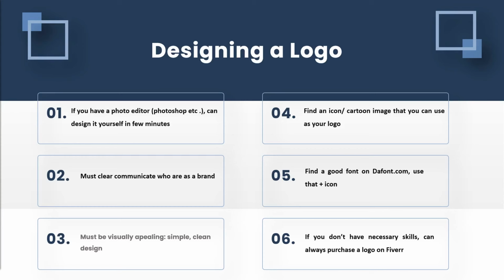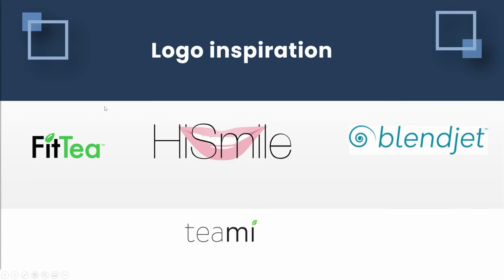The fourth one is find an icon or cartoon image to use as your logo that explains the product you're selling as well, which I'm going to show you after this PowerPoint, how I make my logo, so you can be with me in the process. The fifth one is find a good font on thefont.com and use that plus the icon. And number 6 is if you don't have the necessary skills, you can always purchase a logo on Fiverr, which is going to cost you no more than $5, guys. At the end, I'll have some examples of logos for you so you can see.